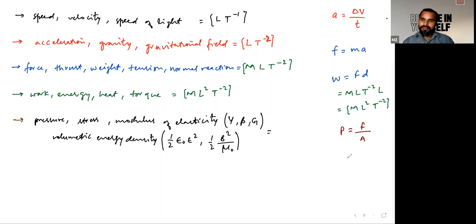Have you all solved this particular part? Pressure, stress, modulus of elasticity, and volumetric energy density. This volumetric energy density in terms of the electrical term is represented by half epsilon naught E squared, and in terms of the magnetic term is represented by half B squared over mu naught. Y is Young's modulus, beta is bulk modulus, and G is shear modulus.